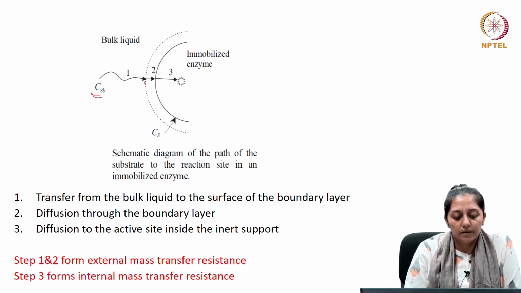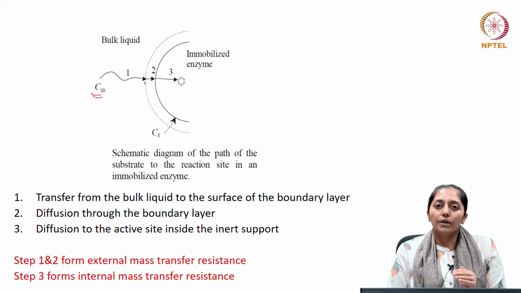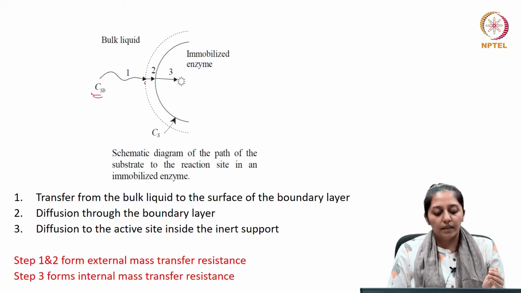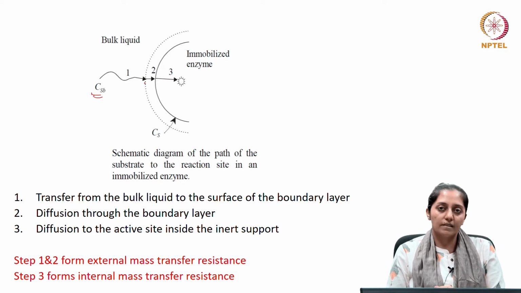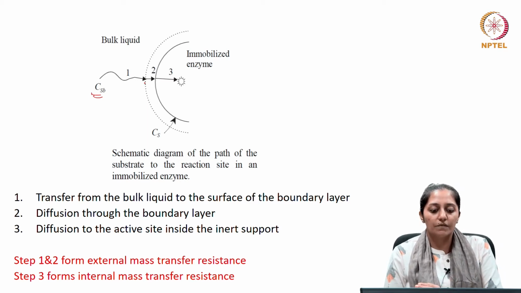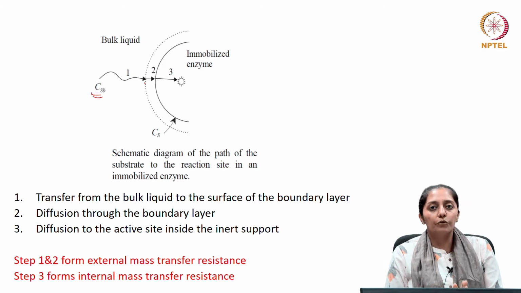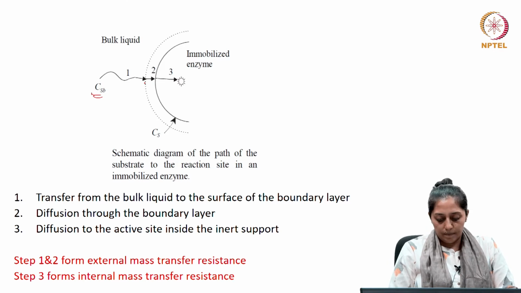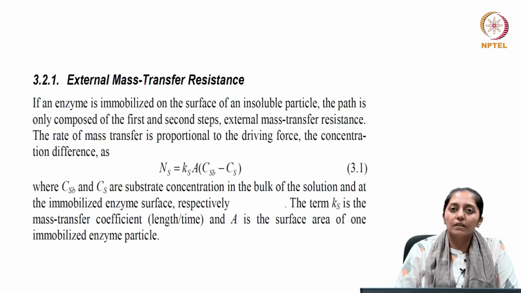So as I said earlier, step 1 is the transfer of the substrate from the bulk liquid to the surface of the boundary layer. Step 2 is the diffusion through the boundary layer, and step 3 is the diffusion of the substrate to the active site inside the inert support where the enzyme has been immobilized. Please note that step 1 and step 2 come under external mass transfer resistance. Step 3 will have to face internal mass transfer resistance. So now let us characterize the external and the internal mass transfer.